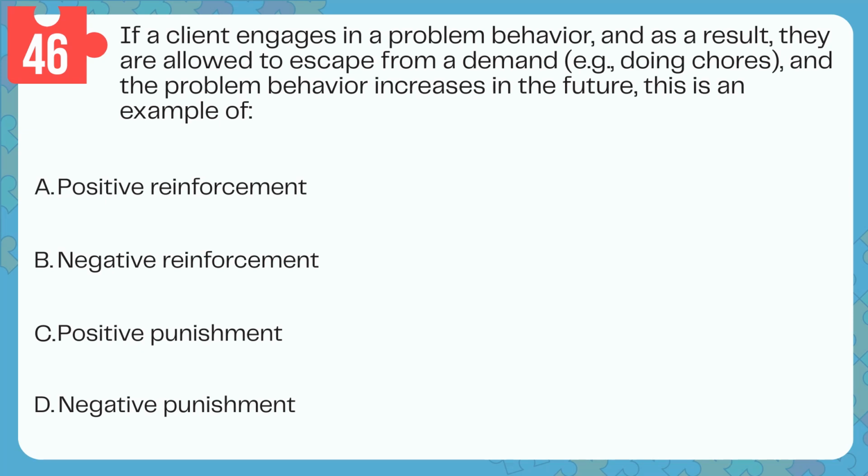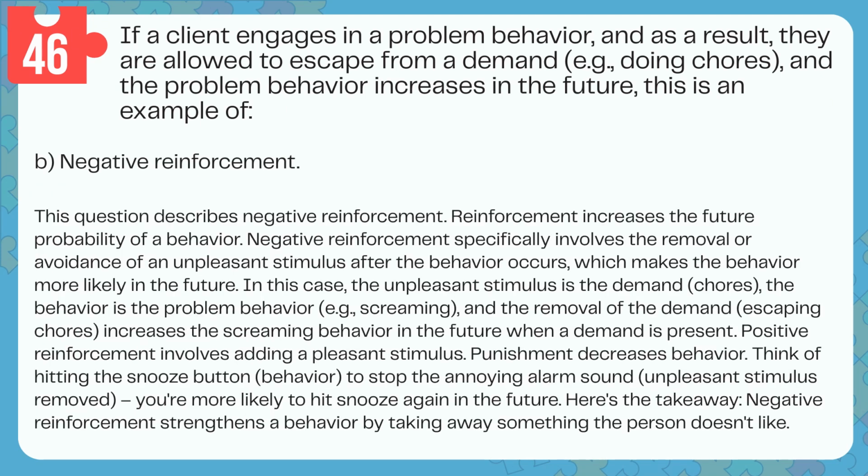Question 46. If a client engages in a problem behavior, and as a result, they are allowed to escape from a demand, example, doing chores, and the problem behavior increases in the future, this is an example of A. Positive reinforcement. B. Negative reinforcement. C. Positive punishment. D. Negative punishment. Answer. B. Negative reinforcement. This question describes negative reinforcement.